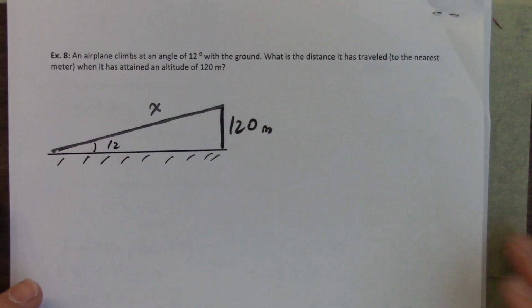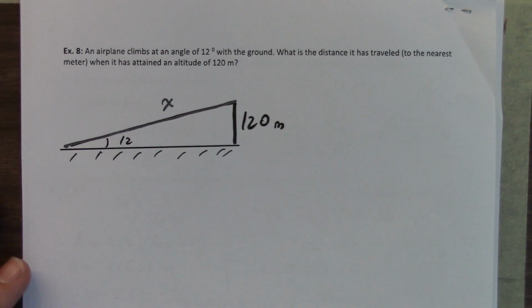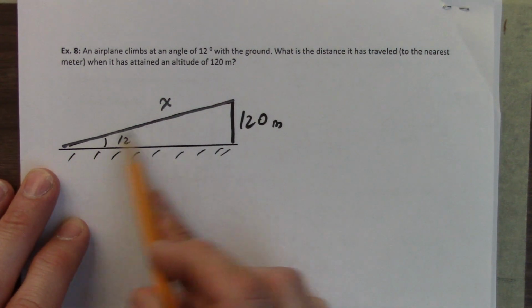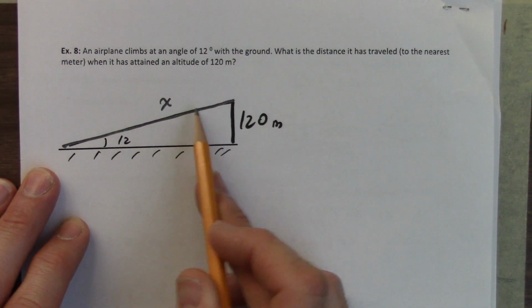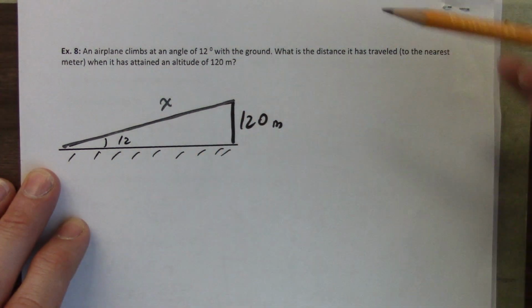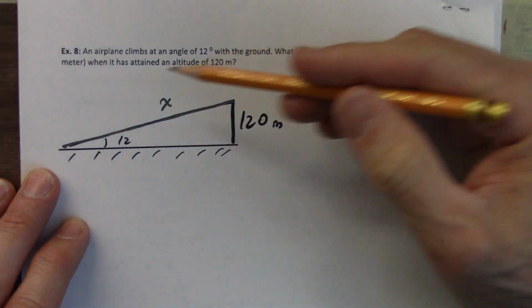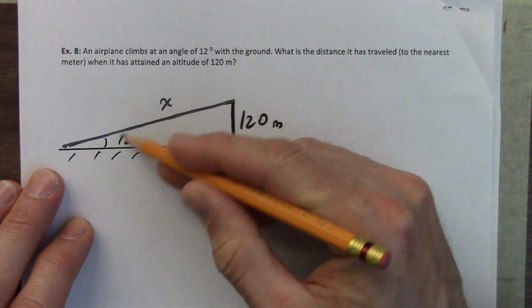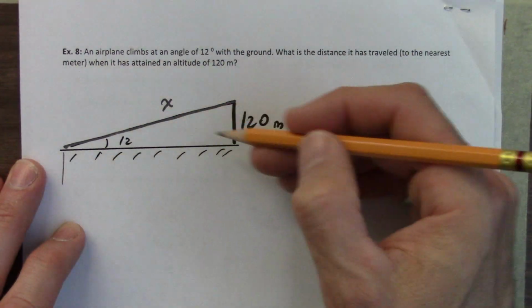All right. Example 8. An airplane climbs at an angle of 12 degrees. So here's our nice drawing. The hardest part. Airplane climbs. That means it's flying upwards, right? At 12 degrees from the ground. Okay? What is the distance it has traveled to the nearest meter when it has attained an altitude of 120? So the height is 120. How high, once it's got to 120, what is the distance?